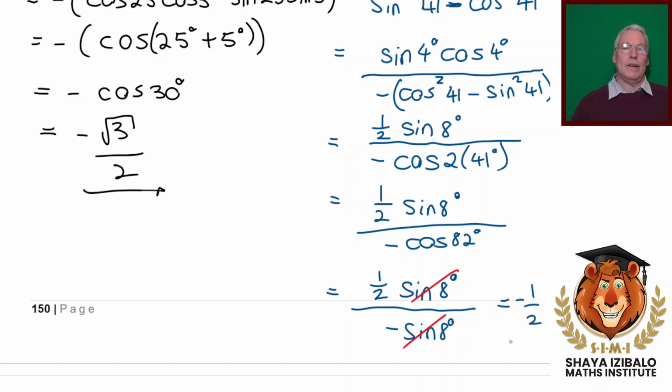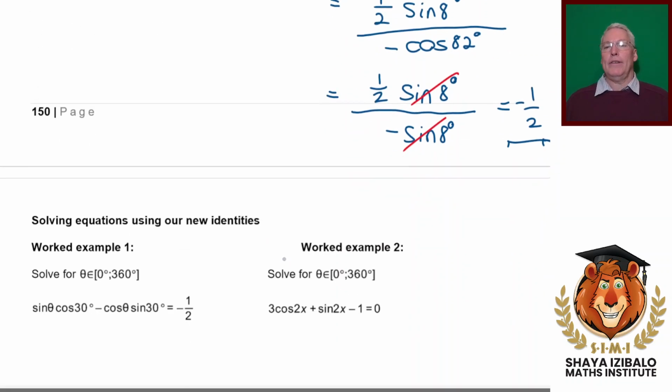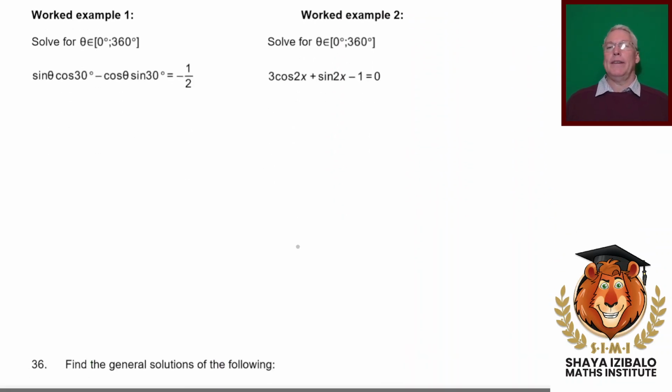Okay, so yeah, all of this manipulation, not all that easy, but it comes with practice, and we do need you to learn your identities. We're now going to use our new identities to solve some equations, right? And so here's an equation, solve this. Wow, it looks awful. It looks awful unless you've learnt your identities.